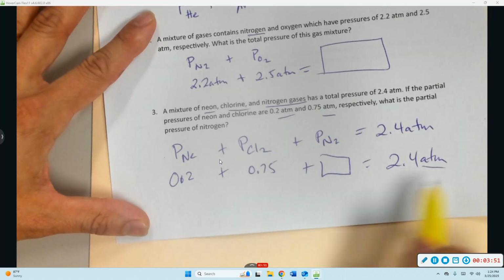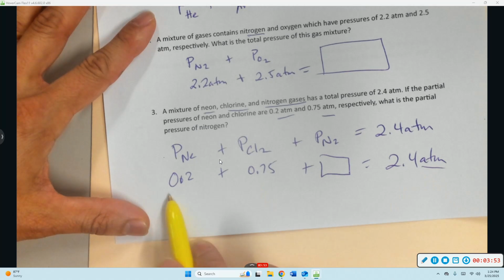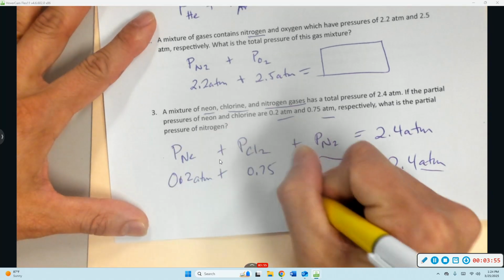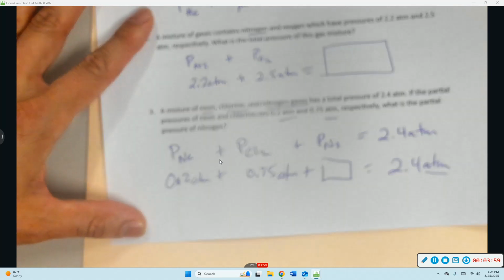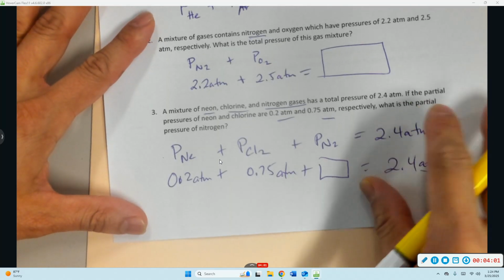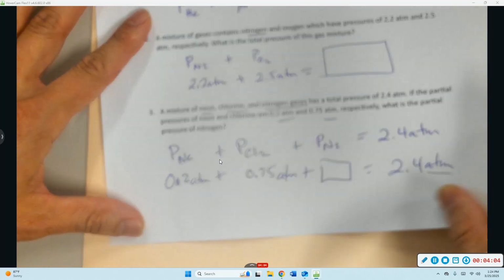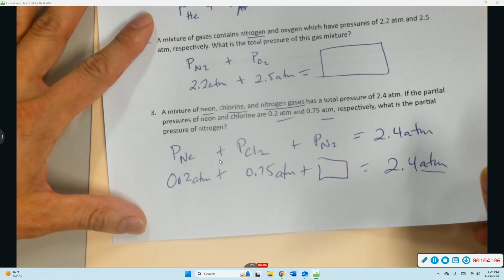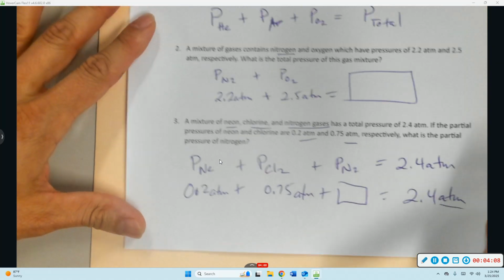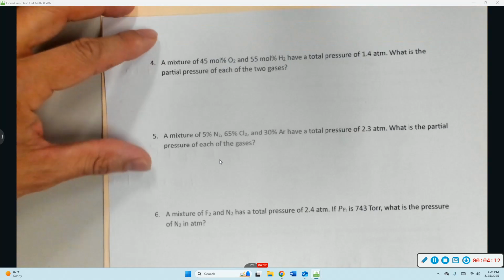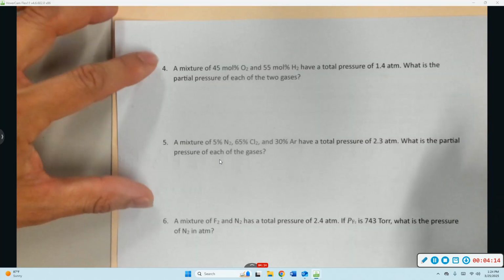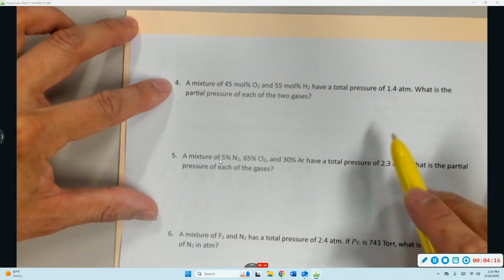So then basically take 2.4, subtract each of these two atm here, and you get the pressure of nitrogen. So that's really the law of partial pressure, guys. It's not anything complicated. It's just understanding that here's a pretty self-explanatory law of pressure. Add up all the pressure, you get it. So now we're throwing in percentages.